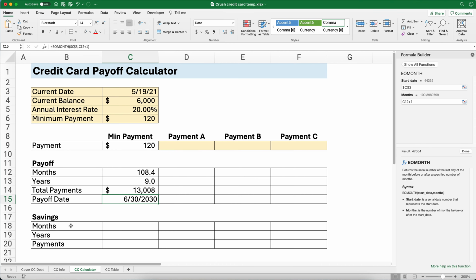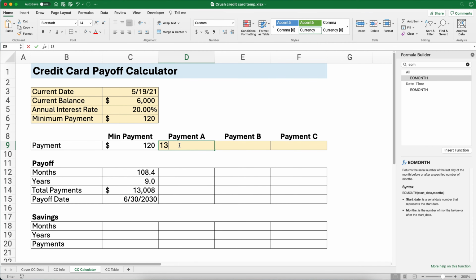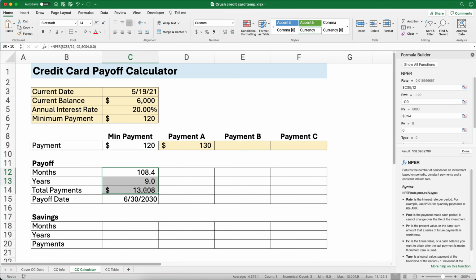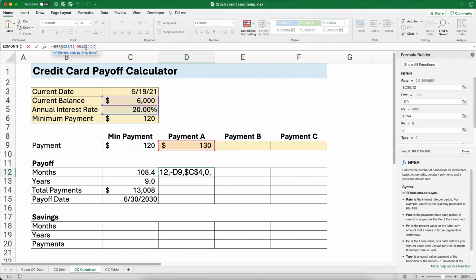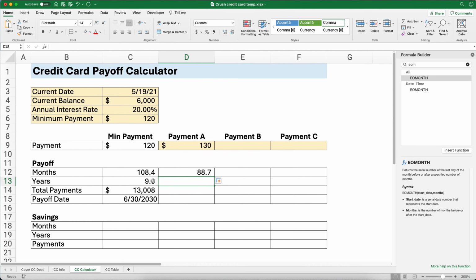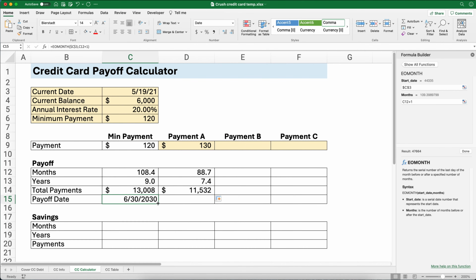All right, so we're going to calculate for different payments, and we're going to calculate months and years, savings, and so on. So let's do this. Let's say, what if we can make, instead of $120, let's just make it $130. So let's see if we can copy this across here. So instead of 108, looks like it's going to be 88 or 89 months. Well, how many years would that be? Well, 7.4 years. And the total payments are going to be $11,532. And what's the payoff date?